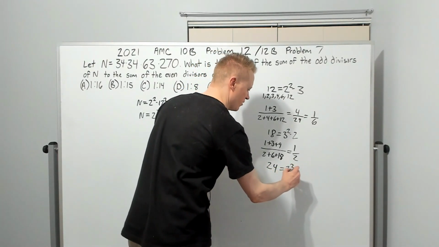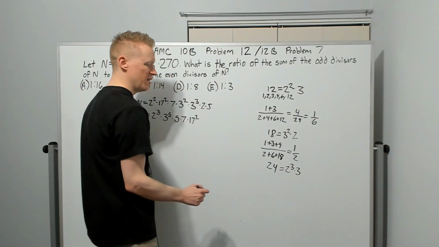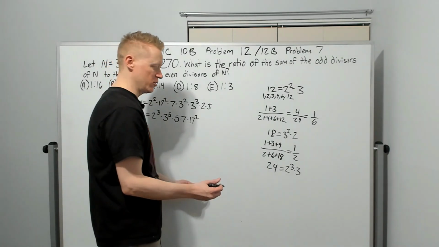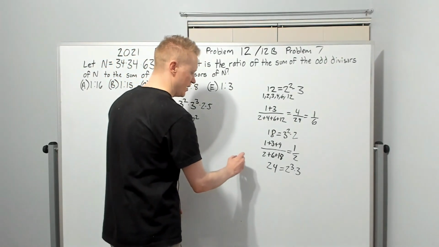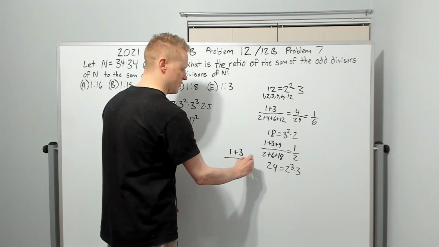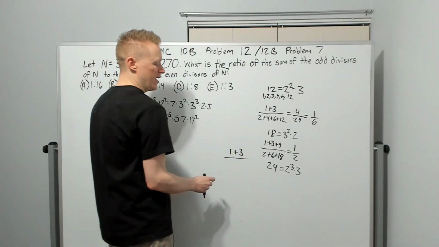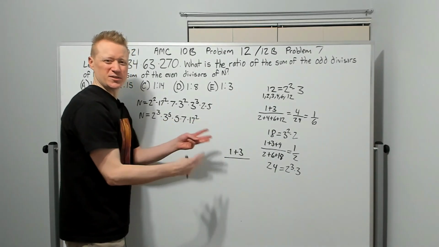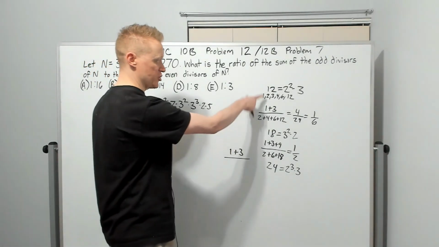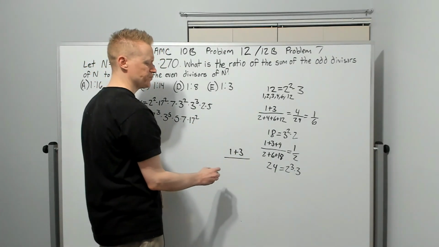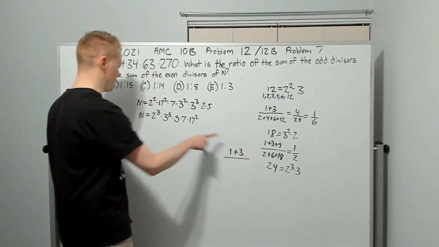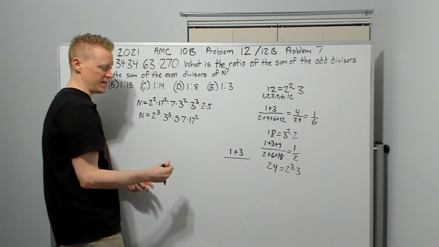24 would be 2 to the third times 3. The only odd divisors of that whole set of 24 is 1 and 3. So if I did that, the sum of the odd divisors would be 1 and 3. I try to pick things with multiple different powers of 2 in them. That's what I chose for my exploration. 24 has 3 powers of 2, and that's what we have, so maybe it'll help.